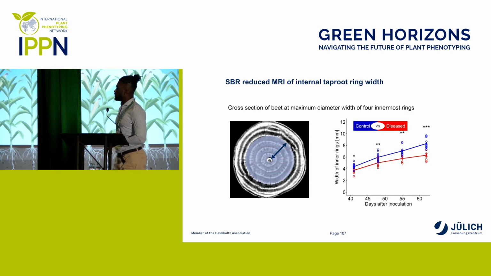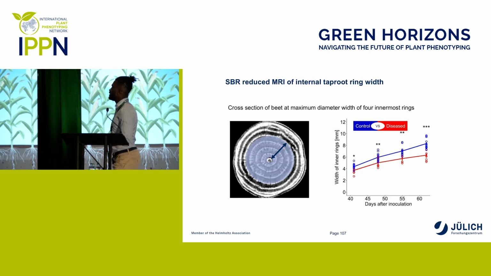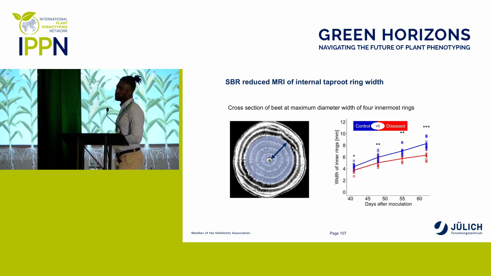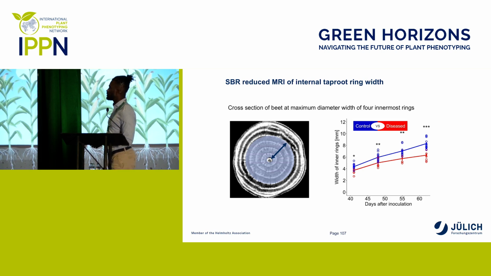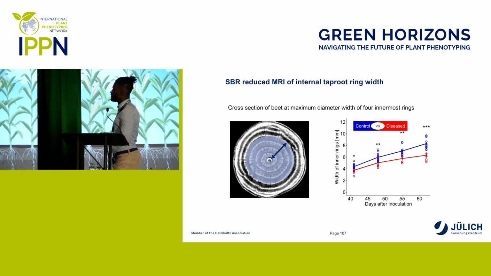Next, we quantified the cross-sectional anatomical features. One unique feature of sugar beet is that in between these rings, the cambium rings that I'm trying to depict here, is where the plant stores most of its sugar. So we tried to quantify what happens there in terms of infection.